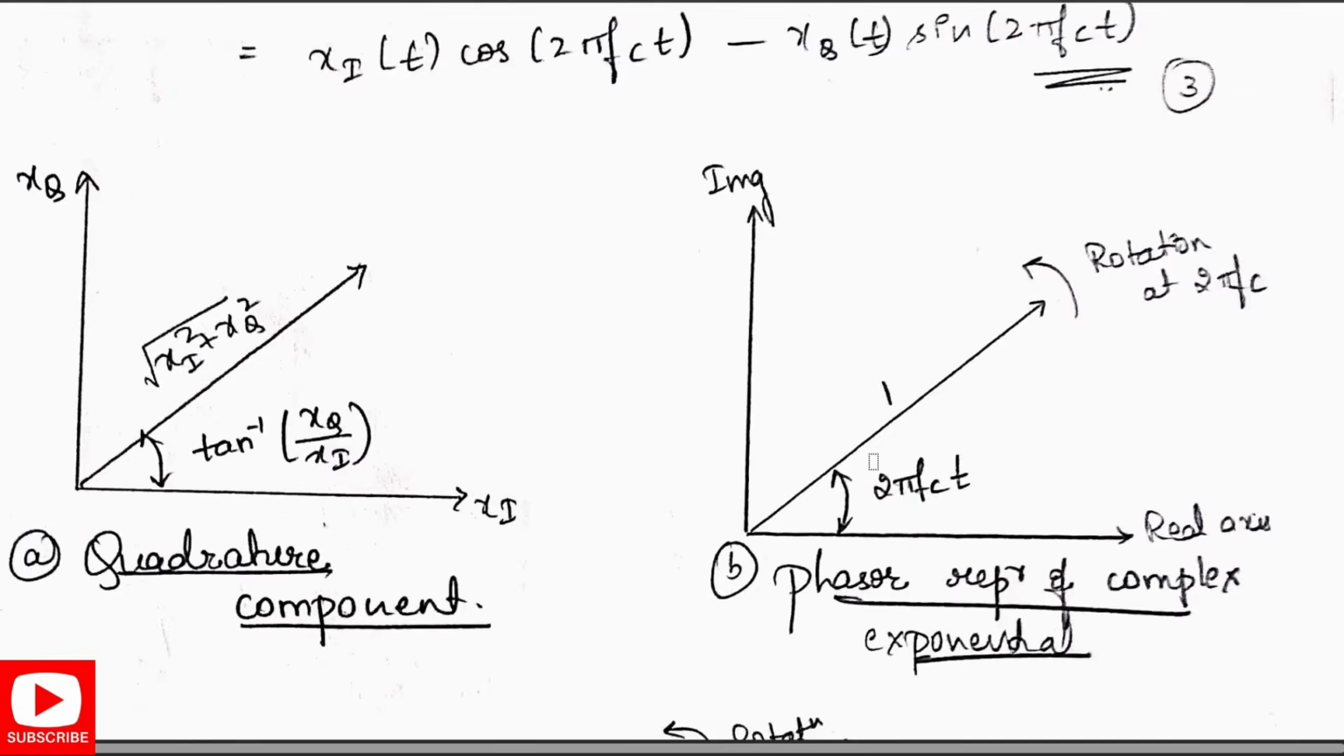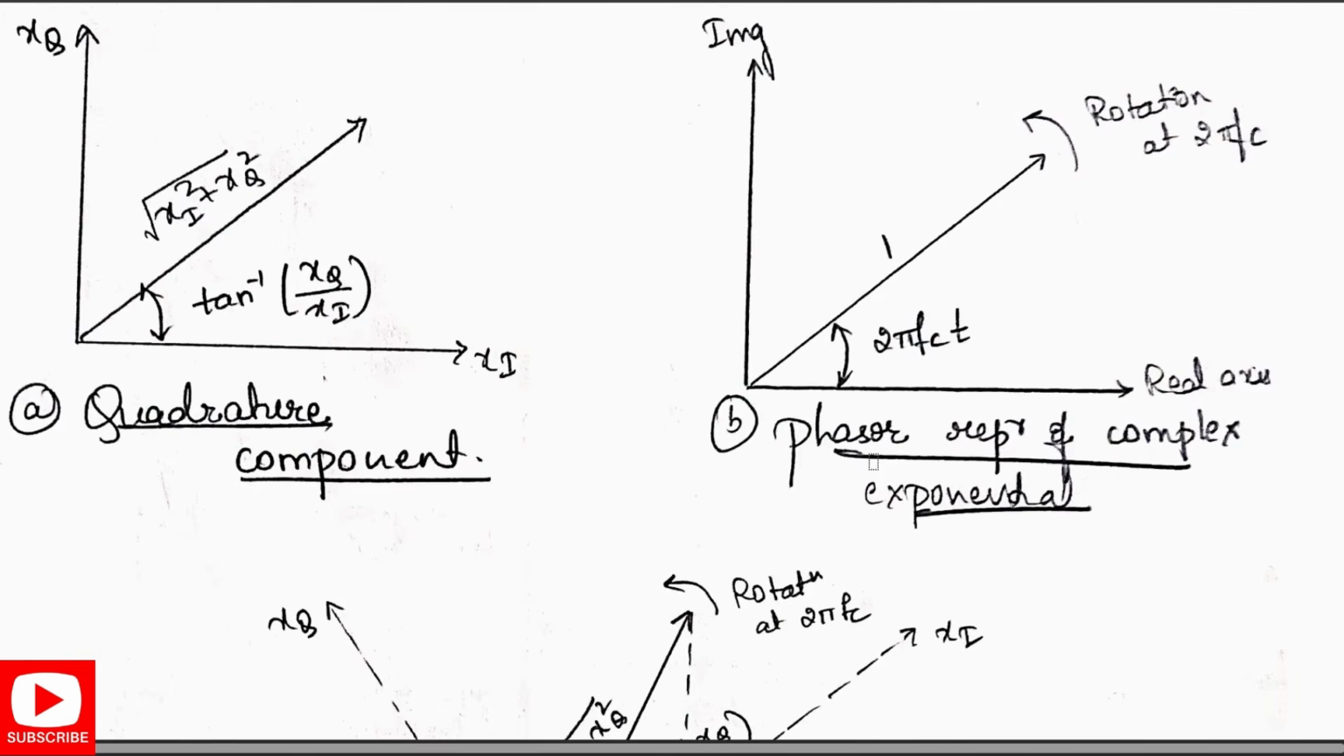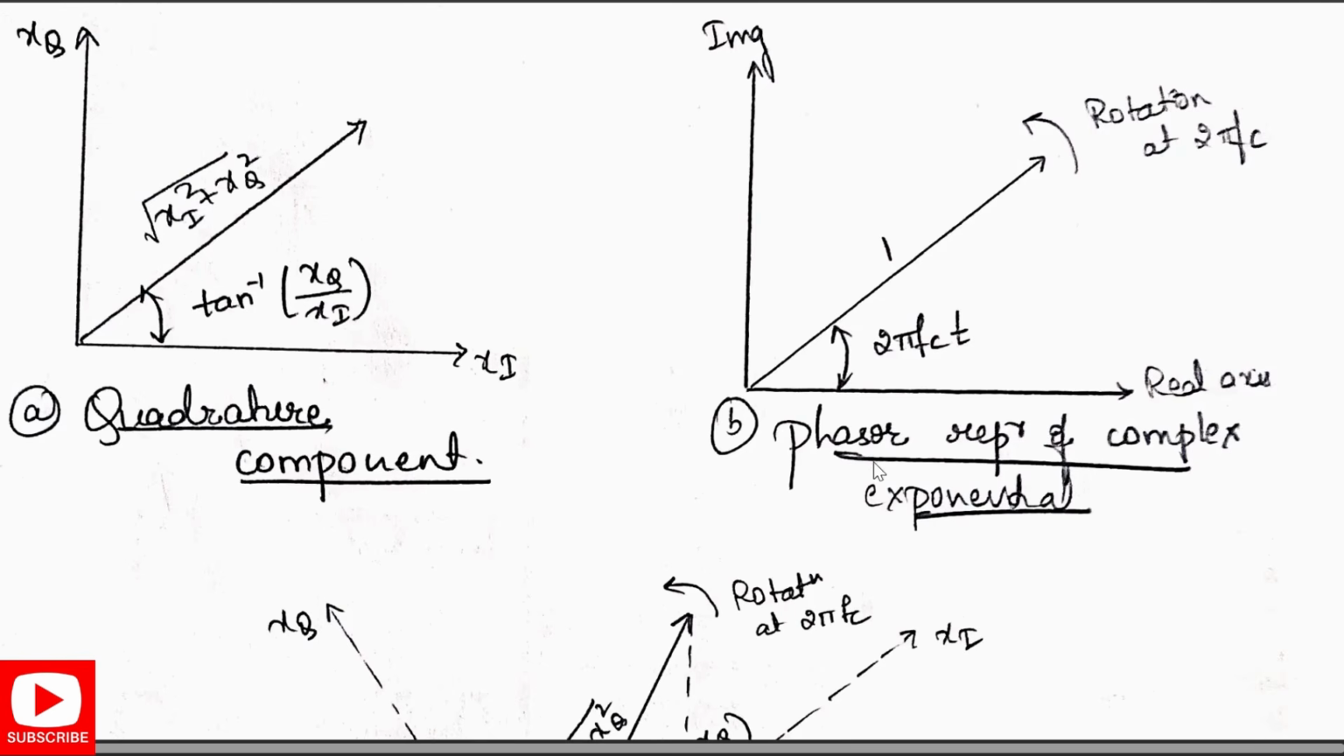Next, moving on to the graphical part, that is, you need to represent them in the graph. First is the quadrature component. For it, the angle is tan inverse of xq by xi, and the magnitude is the square root of xi squared plus xq squared. This is our quadrature component. And coming to the imaginary part, here it is a phasor representation of the complex exponential. It has the angle of 2 pi fct, rotating with 2 pi fct, with a magnitude of 1. So this is the real axis.